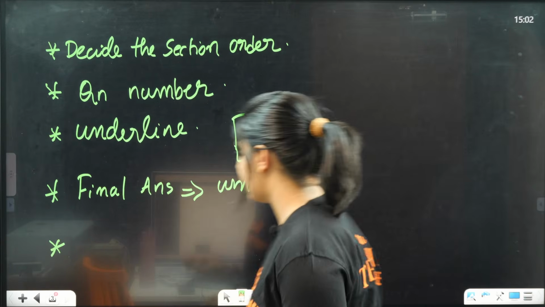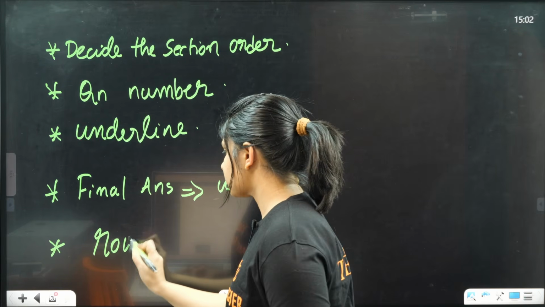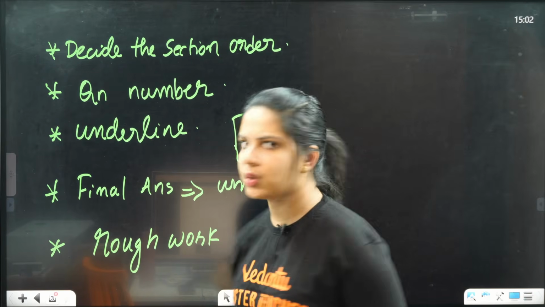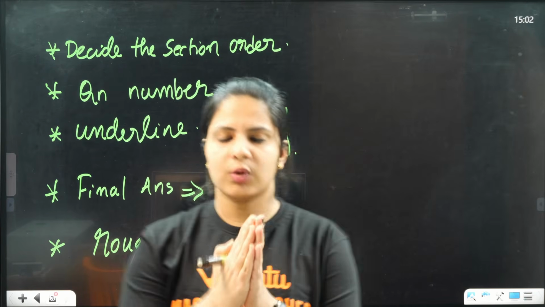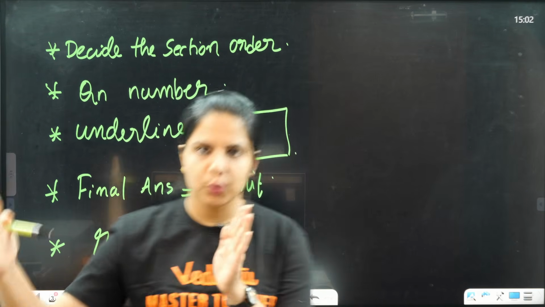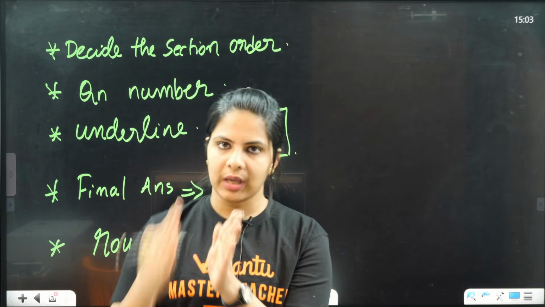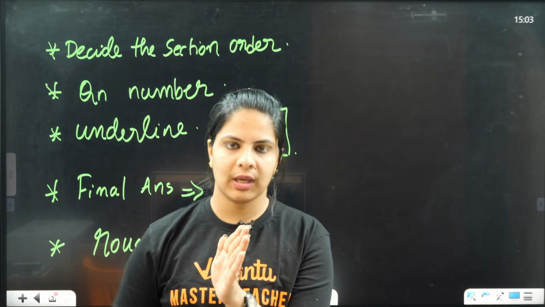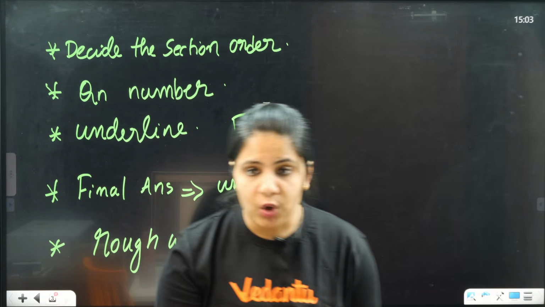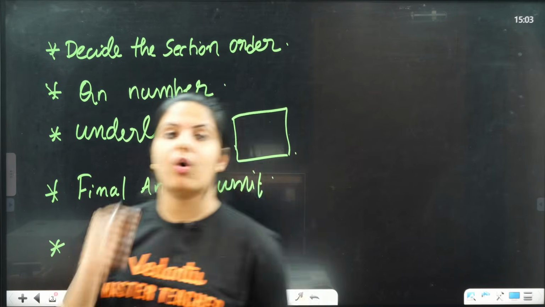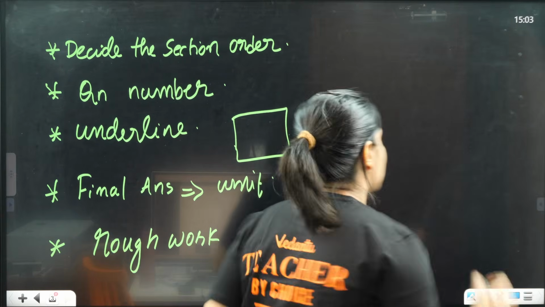Also one important thing, the rough work. In the answer sheet, whenever you are doing any numerical, you can make it into 2 parts. Draw a line. In the side part alone you are going to write the rough work. Do the calculation carefully, because accuracy is more important than speed.